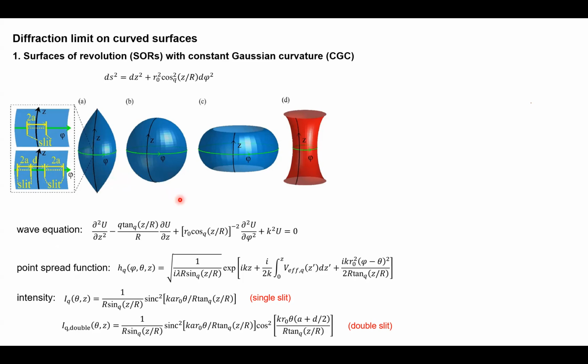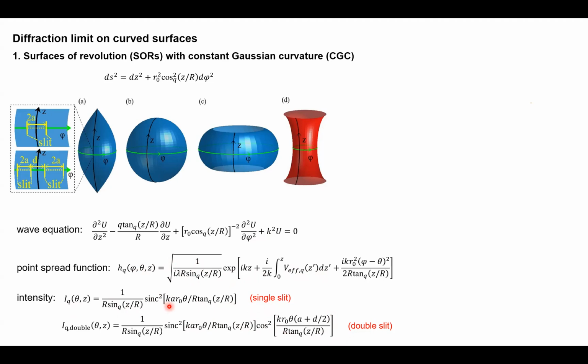In practice, we can write the wave equation of the electromagnetic field according to the metric. By solving this equation under the paraxial approximation, we can obtain the point spread function. Then by integrating this point spread function, we can get the intensity distribution on the surface, like this formula. This formula is for the single slit case. And as a generalization, we also consider the double slit case.